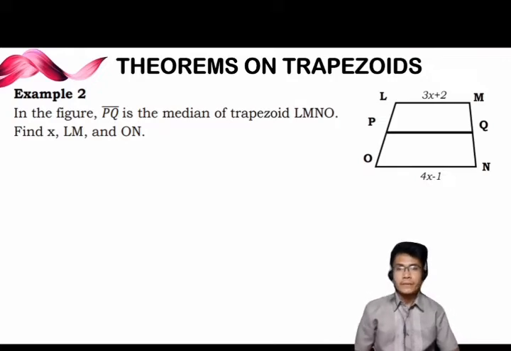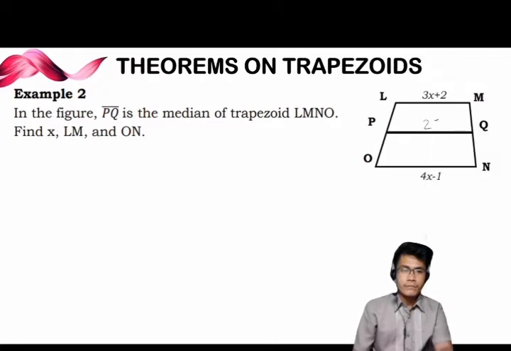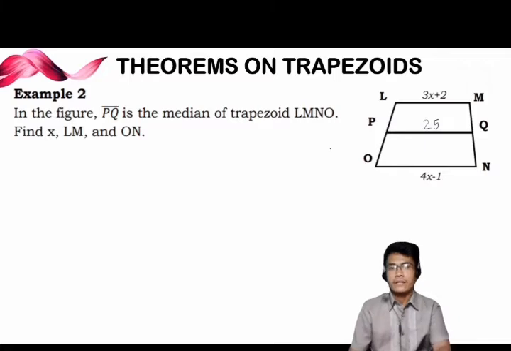Okay? By the way, class, may typographical error dito, no? I forgot to put the other given. I forgot to put 25 for PQ. So take note, class, the measure of segment PQ is 25. That's a given. Alright?